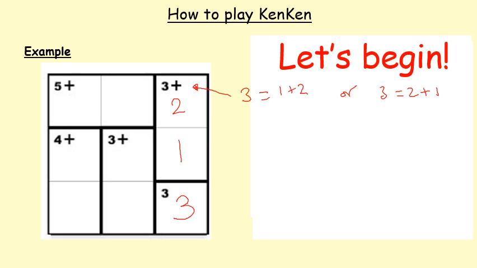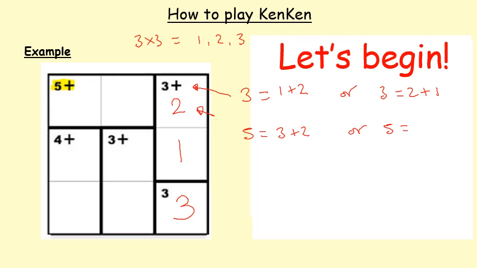Now the next section that I'm going to look at is this top left where I've got 5 plus. Now when I come to look at possible combinations to make 5, bearing in mind because it's a 3 by 3 grid, the only numbers I can use are 1, 2 and 3. The fact that I have this 2 in this row here makes it a little bit tricky. So 5 I can make by adding together 3 and 2 or 2 and 3.